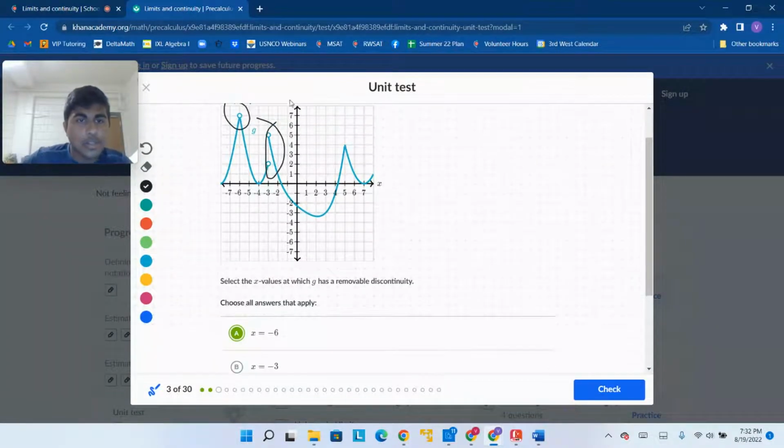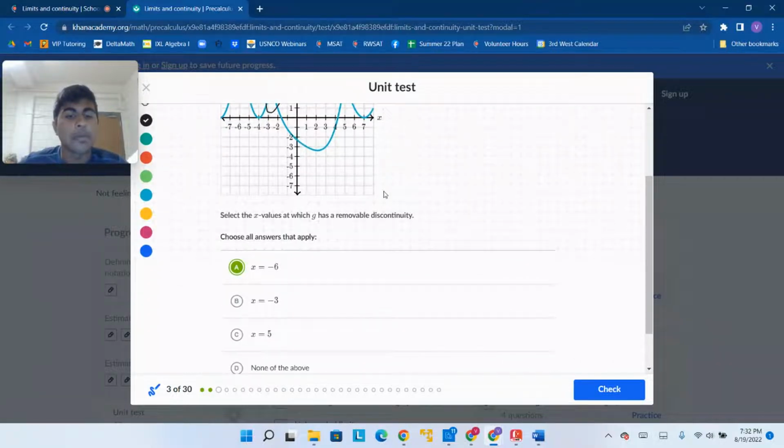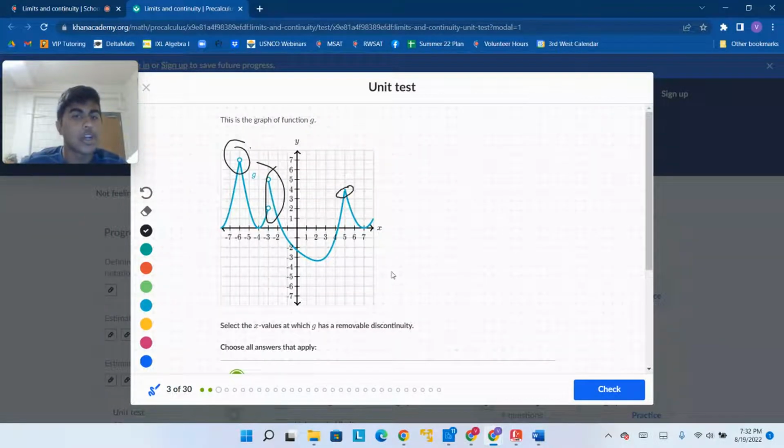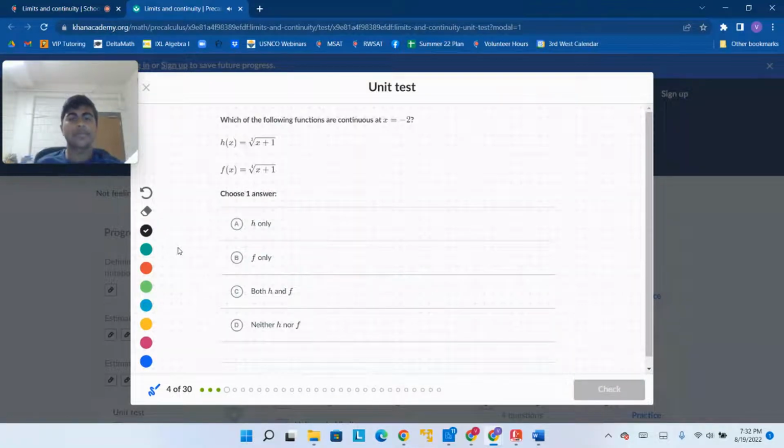x equals negative 3 is a jump discontinuity. x equals 5, well, that has nothing wrong with it, really. That's completely fine. It's not going to be differentiable, if you know what that means. That's a calculus topic. Don't really worry about it, at least not right now. But that is completely fine. A sharp turn is fine, right? It's still continuous there. So our answer is just x equals negative 6. And we can keep going.